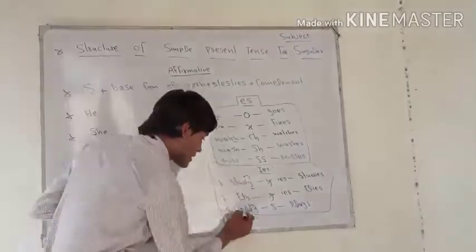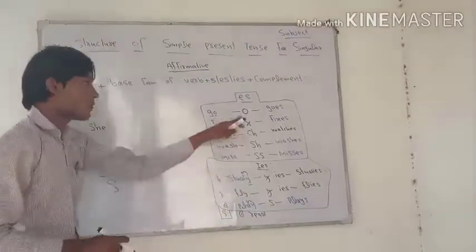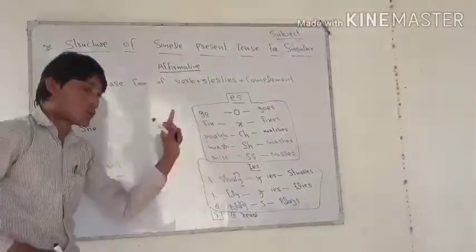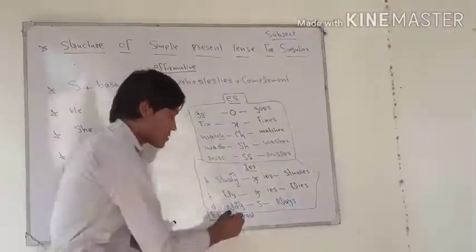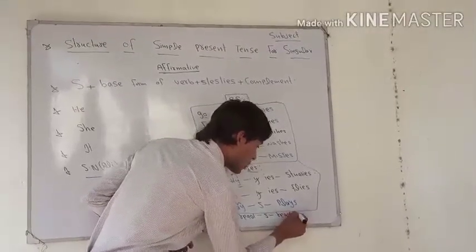For example, take the word read, R-E-A-D, read. Look at the first rules. There is no O, no X, no CH, no SH, no SS. Just simply add S, and it will convert to the word reads.